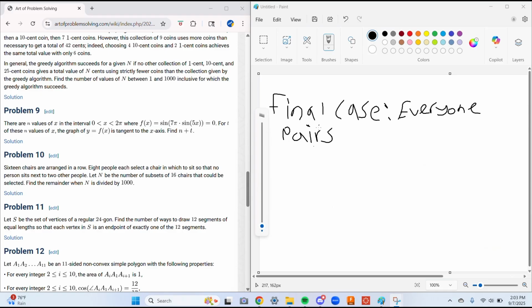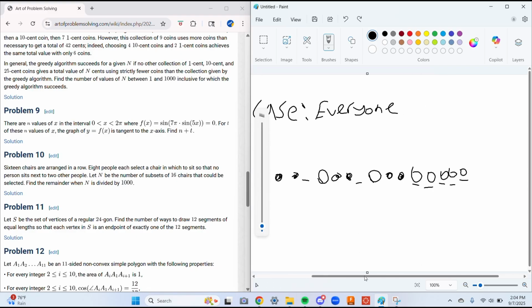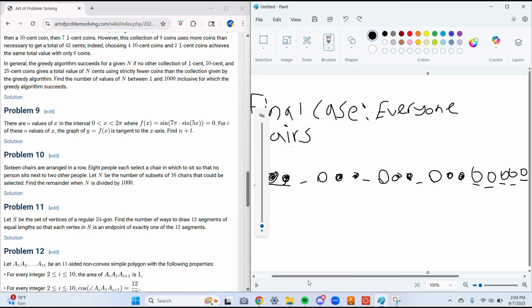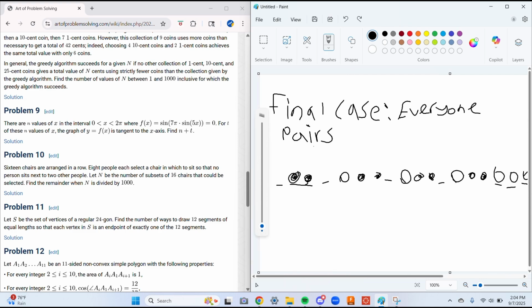Our final case for this problem is if everyone decides to pair up. So our configuration is going to look something like this, right? We have a pair separated by an empty chair, and followed by another pair separated by an empty chair, etc. And then after we've done all of our pairs, right, because there are 8 people, we're left with a total of 5 empty chairs. And again, there are a total of 9 blanks, which I've drawn out, where these empty chairs can go in. So there are a total of 9 choose 5 ways to place the empty chairs.